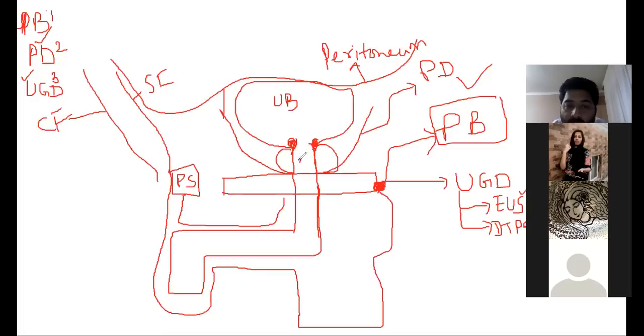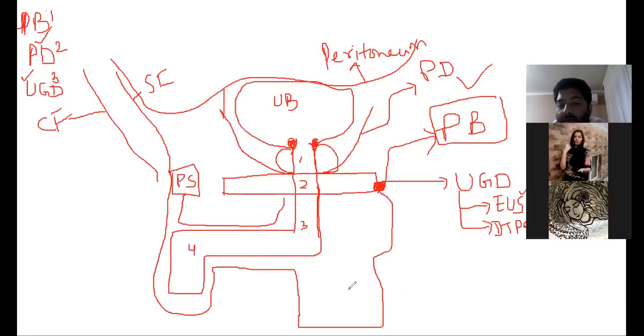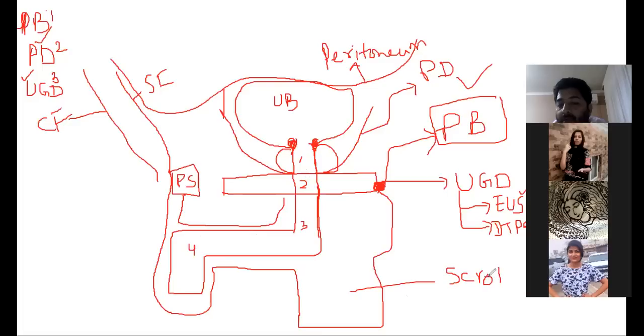This is part number 1. This is part number 2. This is part number 3. This is part number 4. This is scrotum. Okay. Now this scrotum. If this is scrotum, this will be the Colles fascia. Which fascia? Colles fascia. Okay. Now see here, everyone.